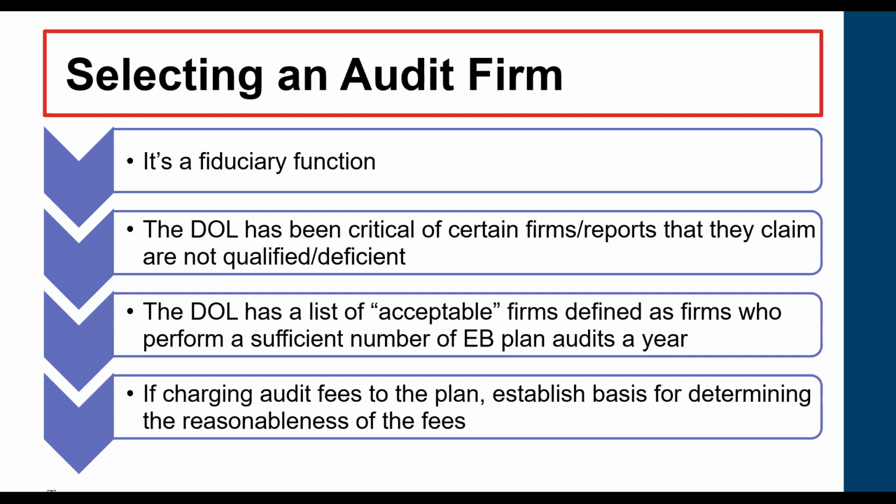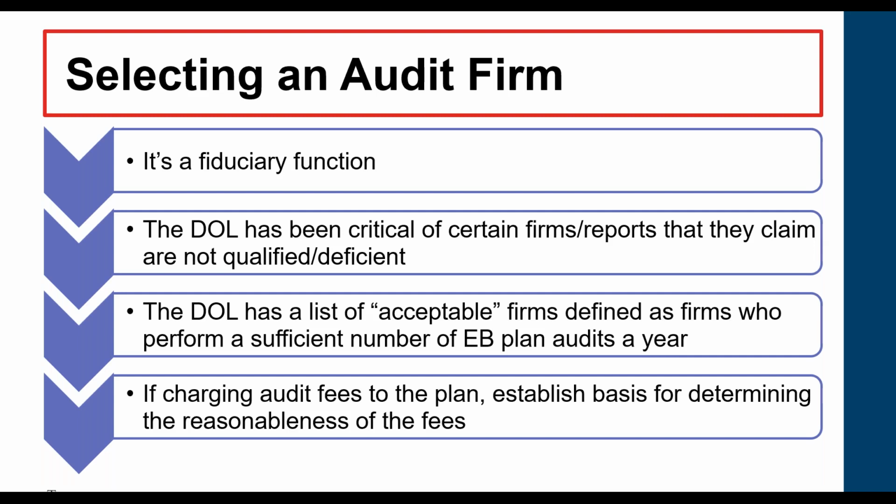The Department of Labor has published a list of firms that they think are qualified firms based on the number of employee benefit plan audits that they perform a year. So if you're searching for a new auditor, you do want to make sure that they're on that list, and a question needs to be, how many employee benefit plan audits do you perform a year? If it's 1 or 2, then they're probably not the best firm to select for your EB plan audit. Doesn't mean they're not a great audit firm, but EB plans are a unique subset and unique animal.